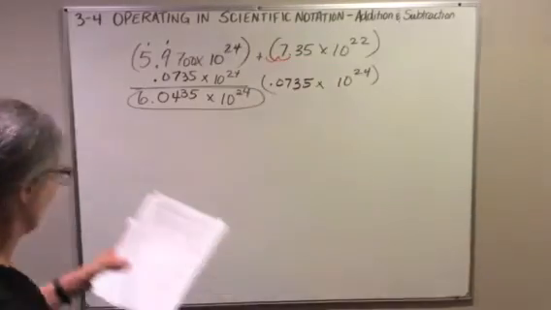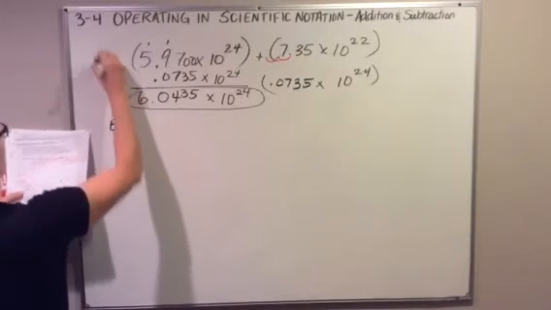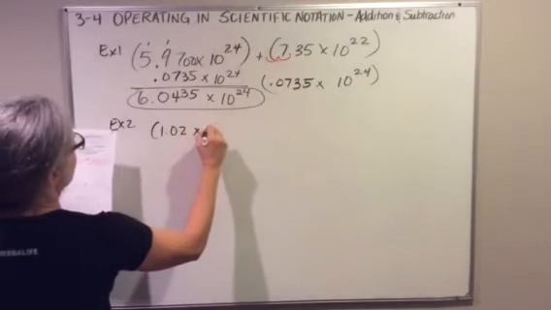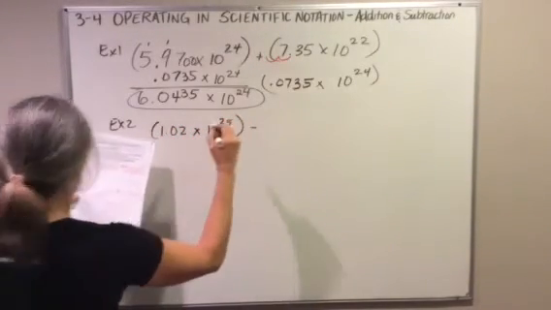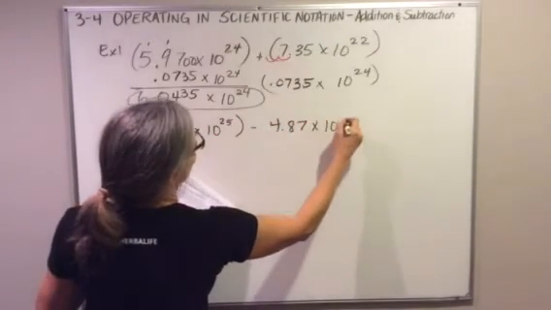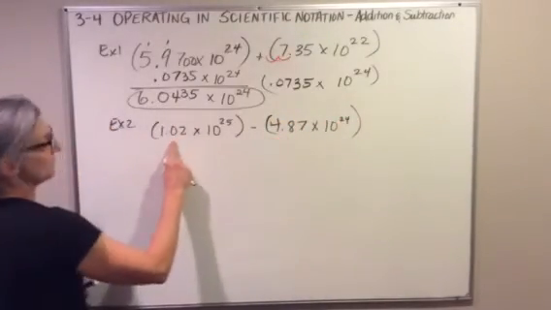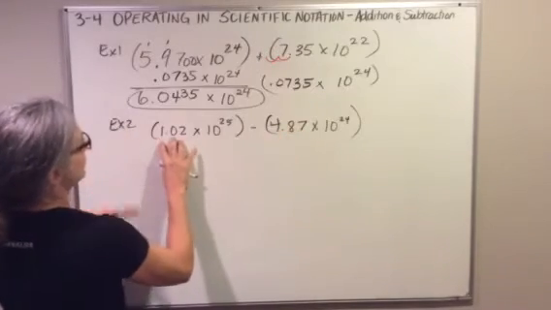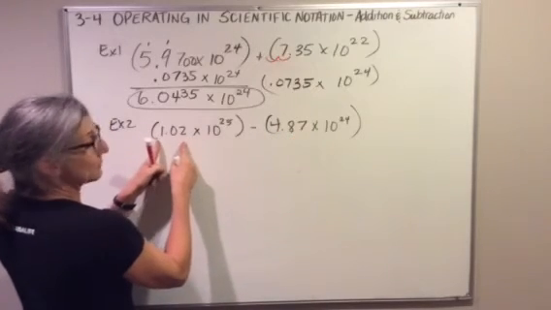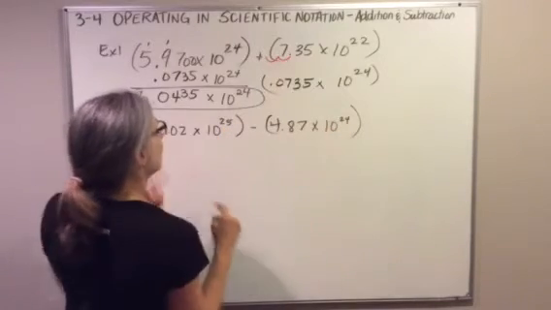Okay, now for the subtraction problem. This was example 1. Example 2, we've got 1.02 times 10 to the 25th, and we're going to subtract 4.87 times 10 to the 24th. Now when we subtract, this is being subtracted from this. So I want this to be a bigger mantissa than this one. So this is the one I'm going to switch. It's at 10 to the 25th, and I want it to be 10 to the 24th.